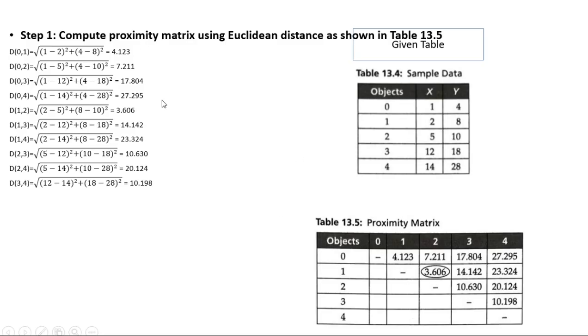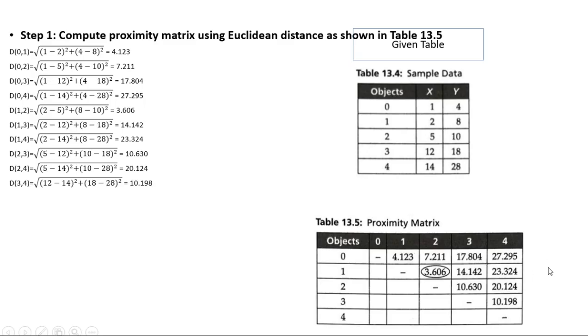Now, what's the distance between 0 to 1? 4.123, you fill it up here. Distance between 0 to 2 is 7.211, fill it here. Distance between 0 to 3 is 17.804, fill it. Distance between 0 to 4 is 27.295. Next, distance between 1 to 2 is 3.606. Distance between 1 to 3 is 14.142. Like that, you fill all the values which I just found. First, you put a dash, because the distance of an object with itself is 0. It doesn't matter. That means we will not have anything in the lower triangular. Only the upper triangular will be filled.